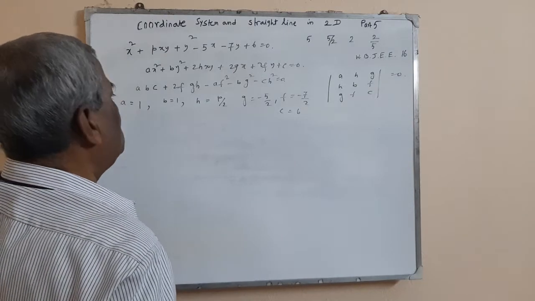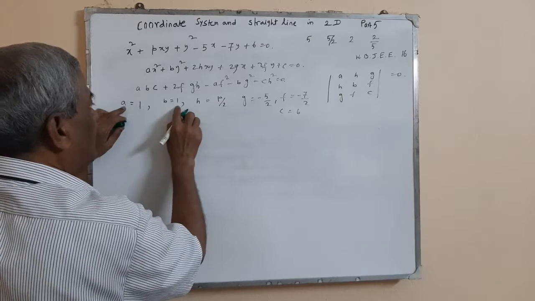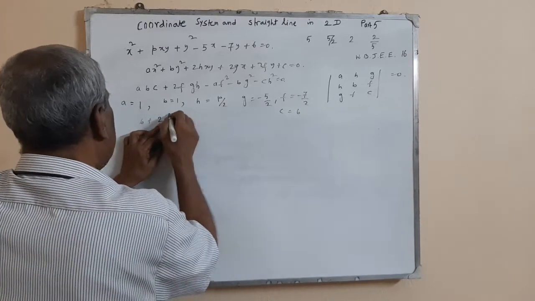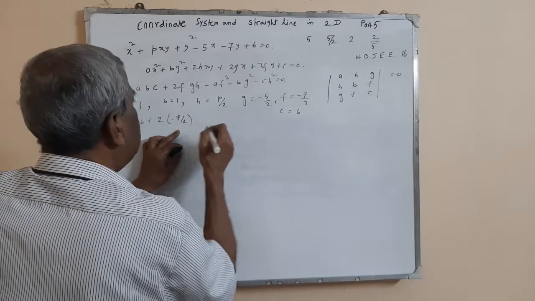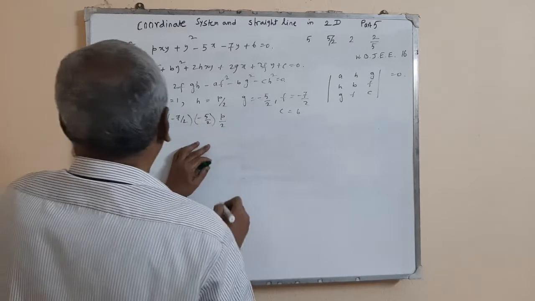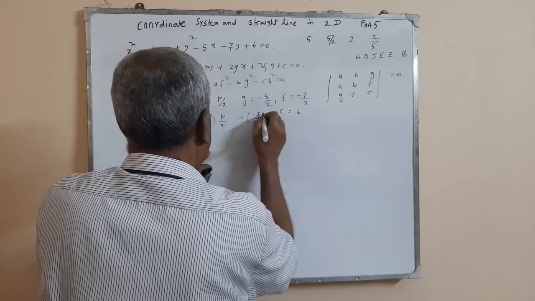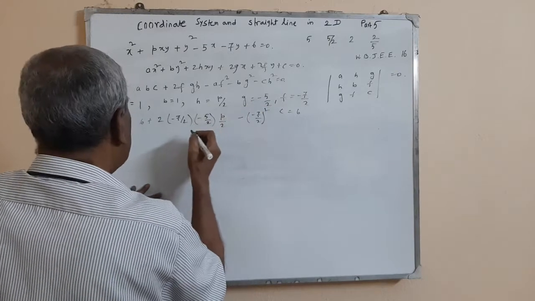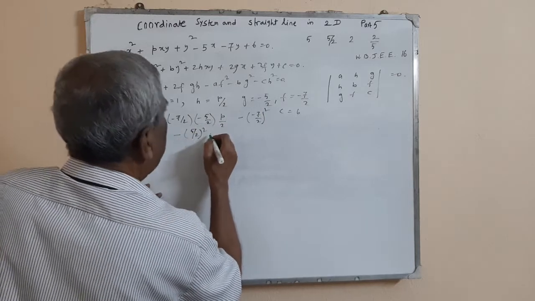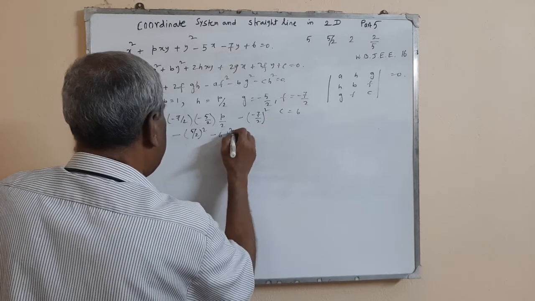So comparing this with that, we get these things. It will represent a pair of straight lines provided this determinant is zero: that is, 1 into C, which is 6, plus 2 F, F is minus 7 by 2, into G, G is minus 5 by 2, into H, H is P by 2, minus A, which is 1, into F square, F is minus 7 by 2 whole square, minus B G square, B is again 1, G square is 5 by 2 whole square, minus C H square, C is 6 and H is P by 2, so H square is P square by 4.